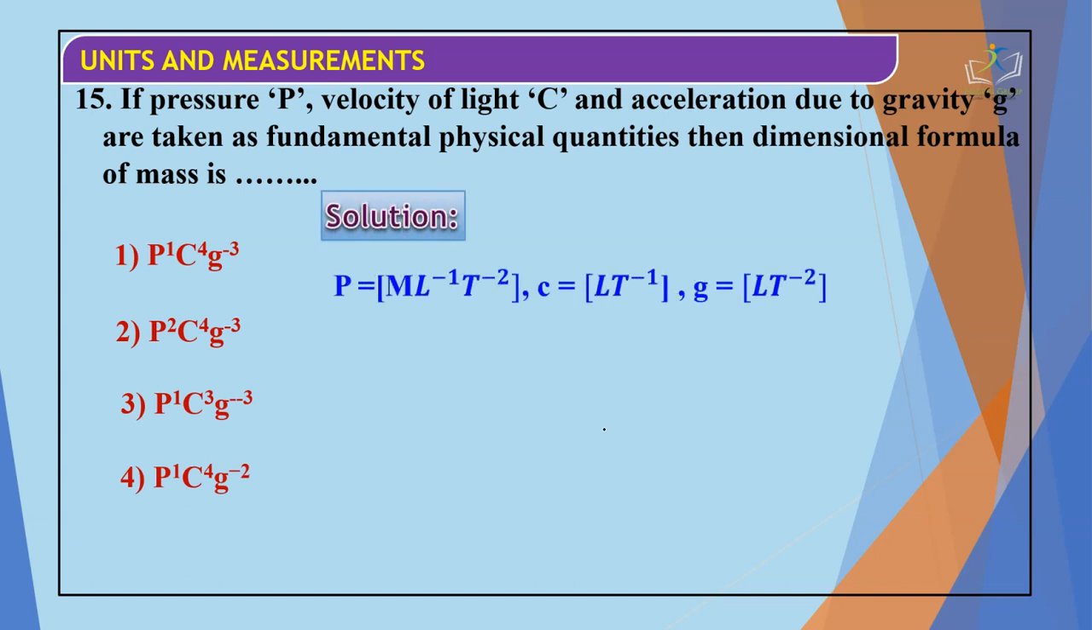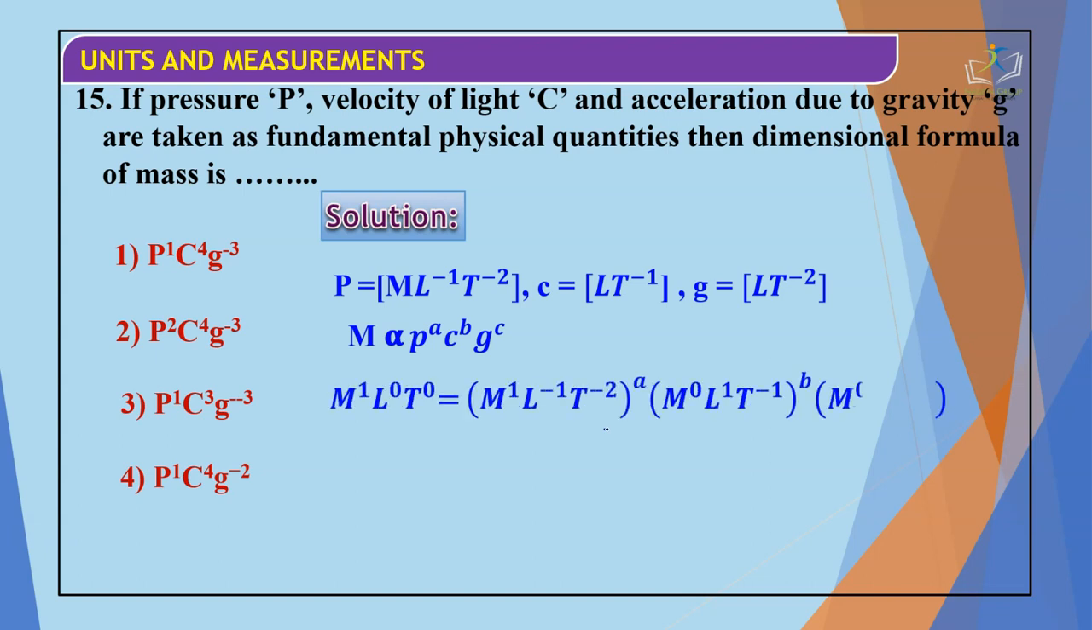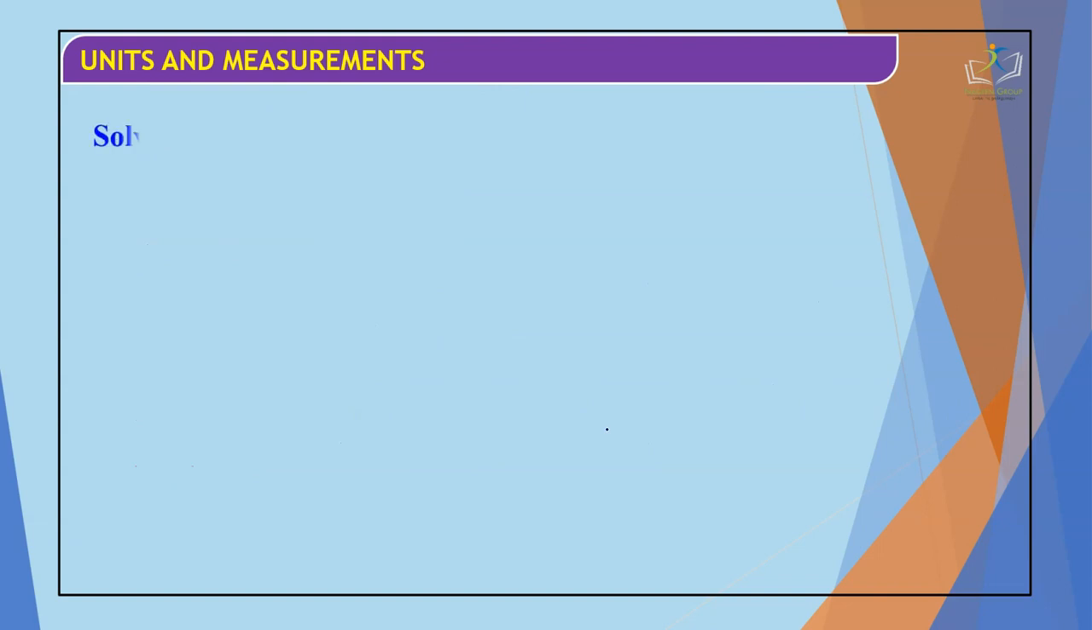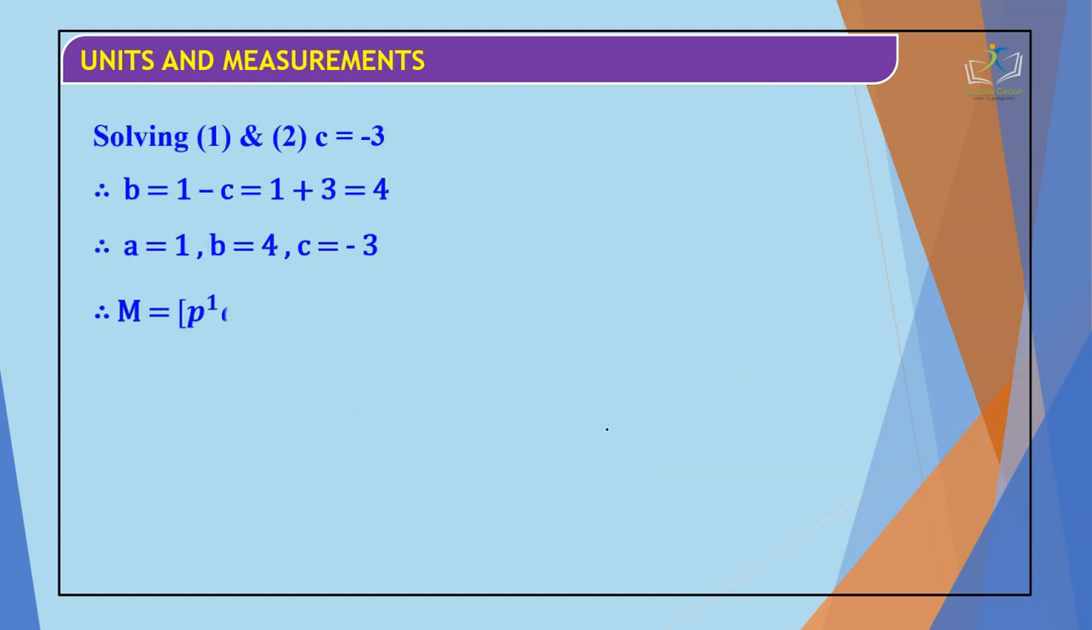P, pressure, is ML minus 1 T minus 2. C is LT minus 1. G is LT minus 2. We just see the proportionality in the dimensional form and, comparing, get the values of a, b and c. We put all these values here and finally get the value of M, which is P to the power 1, C to the power 4, G to the power minus 3. Option 1 is the correct answer for that.